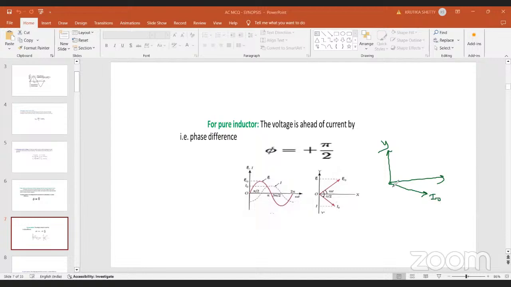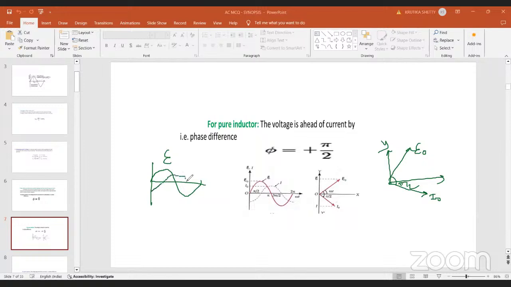So current is lagging and the EMF is leading, therefore here it is ahead of that, by a factor of pi by 2. When you look at this graph, here you can see in this graph, this is the EMF, this is the graph for the EMF, and when you see the current, because it is lagging by pi by 2, therefore here it will come.